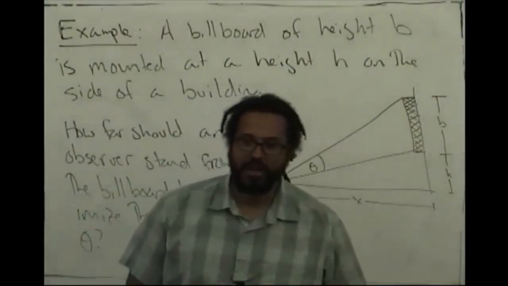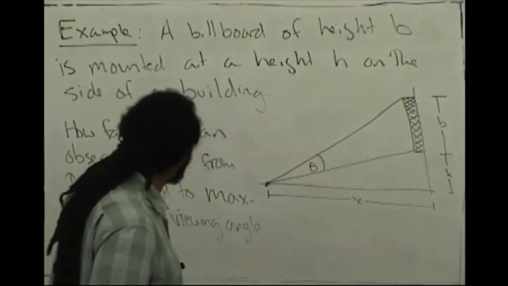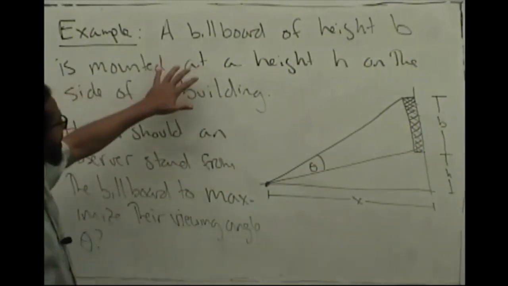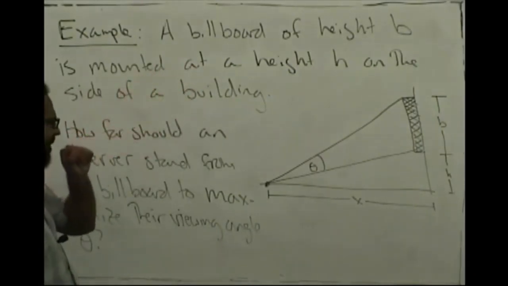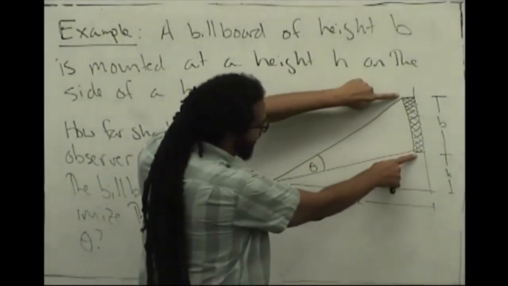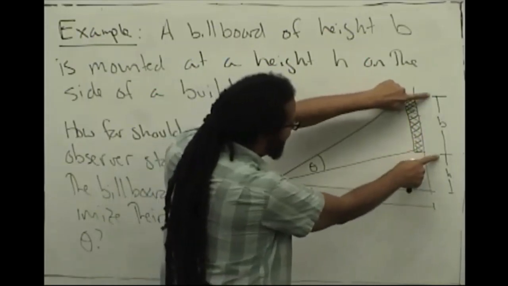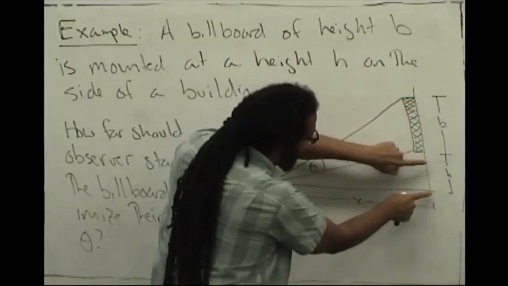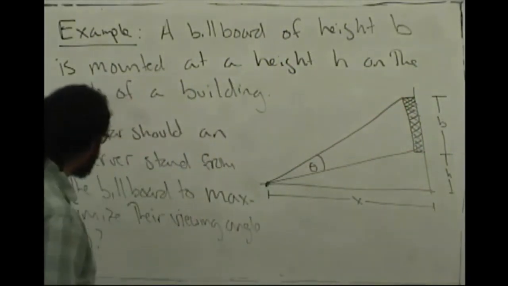All right, one final, I would say, pretty advanced example of an optimization problem. A billboard of height B is mounted at a height H on the side of a building. So here's a billboard. We're looking at it from the side view, right? So it's of height B, and it's mounted at a height H on the side of this building here.